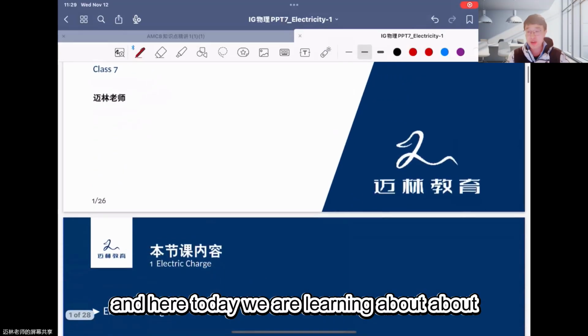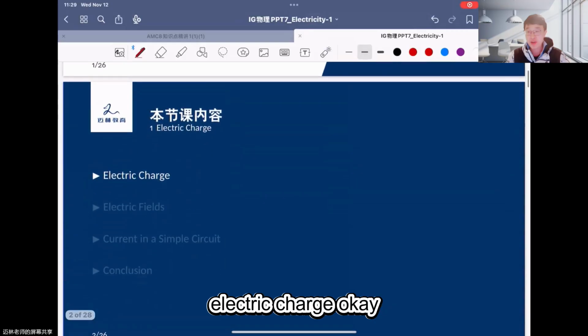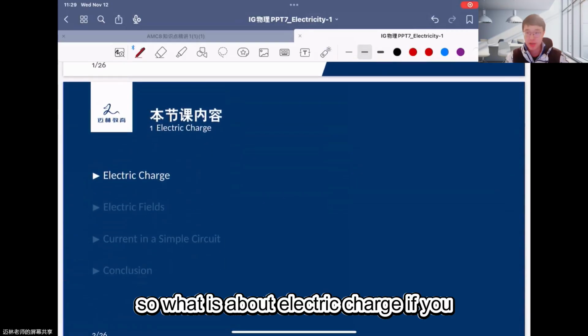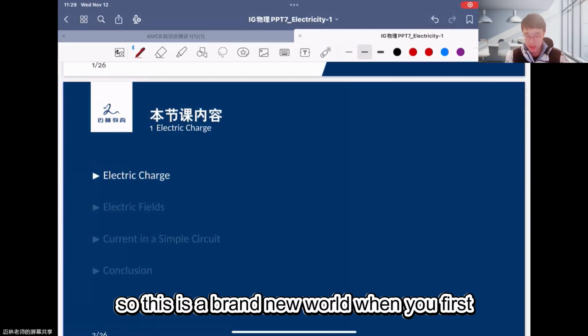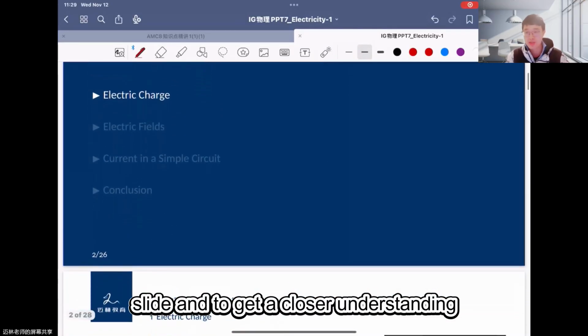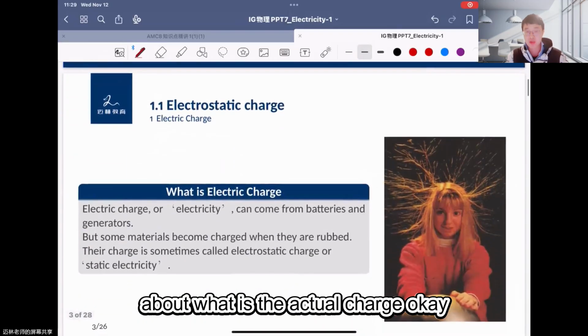Today we are learning about electric charge. What is electric charge? Maybe you have some questions. This is a brand new word when you first see it. So let's move to the first slide to get a closer understanding of what electric charge is.